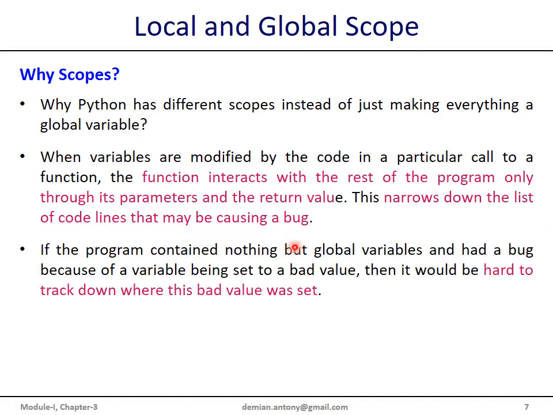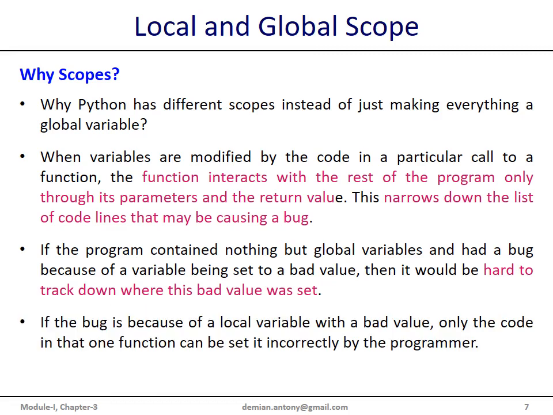Alternatively, if we have only global variables and we have a bug because some variables are set to a bad value, it is very difficult to track down the line of code or the script that causes the error. Thus, if the bug or error is because of a local variable with a bad value within a function, then we can correct that function easily without disturbing the rest of the code.